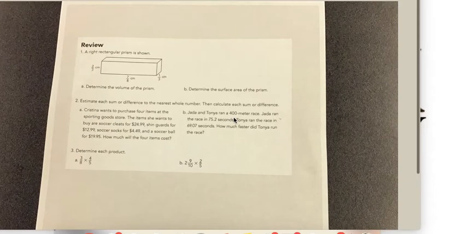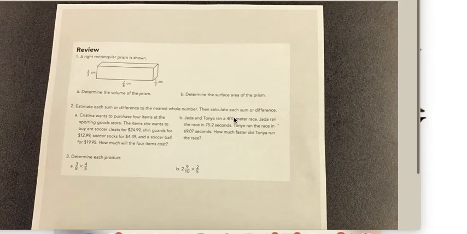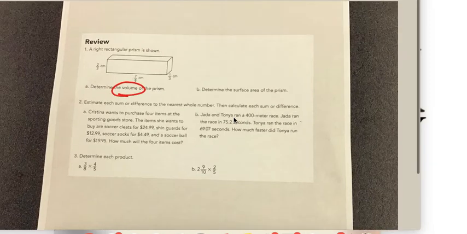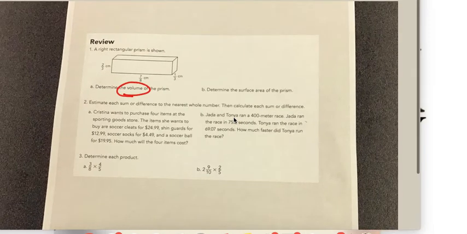Now the review. The review is this. A right rectangular prism is shown. Determine the volume. So when I see that volume, how many dimensions should I be multiplying together? 3. Some of you are still having problems with this, I noticed from your test. So up here, I'd write length times width times height, and then you would plug in your numbers, and then you'd multiply across. B says determine the surface area.